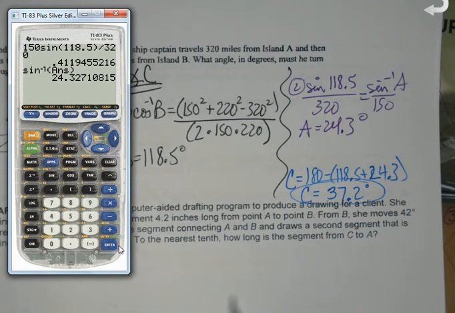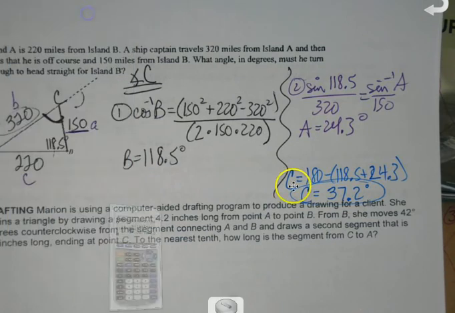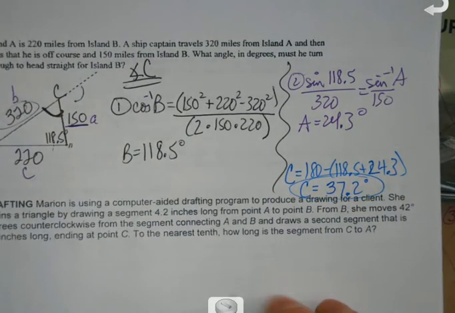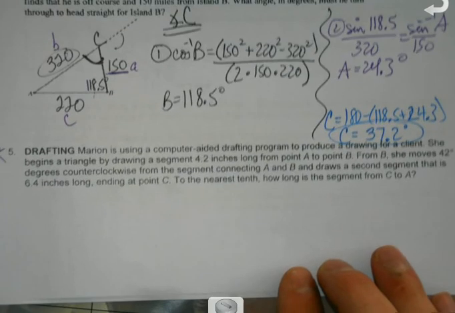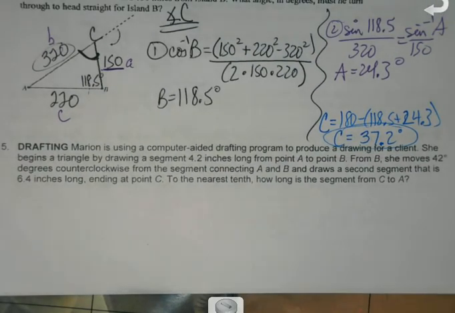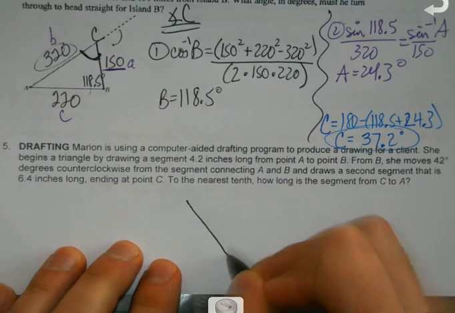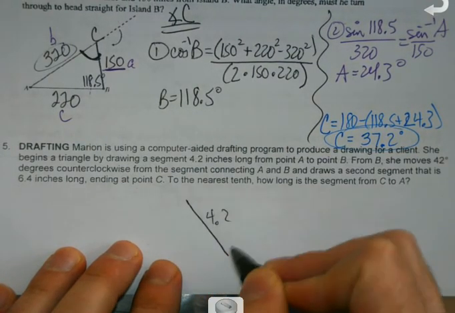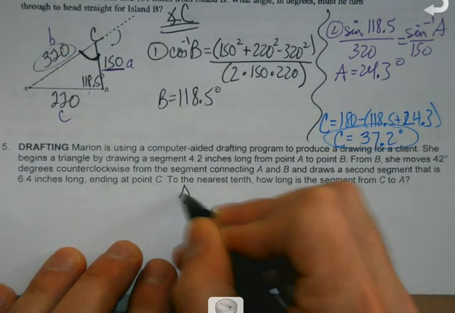One last one, because I just want to make sure. Especially on one that doesn't have a picture, I want to draw the picture. So let's go for 5 here. Okay. Marion is using a computer-aided drafting program to produce a drawing for a client. She begins a triangle by drawing a segment 4.2 inches long, all right, from point A to point B, all right.